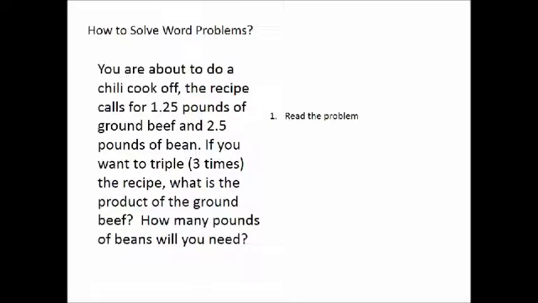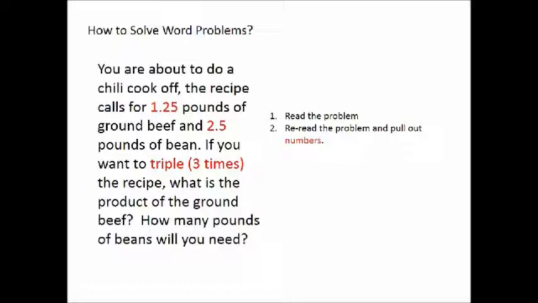You're about to do a chili cook-off. The recipe calls for 1.25 pounds of ground beef and 2.5 pounds of beans. If you triple the recipe, that's 3 times the recipe, what is the product of ground beef? How many pounds of beans do you need? If you reread through it again, you're going to find the two numbers are 1.25 and 2.5. And triple, 3 times, is really important too.